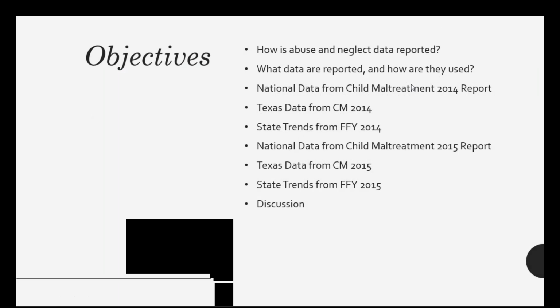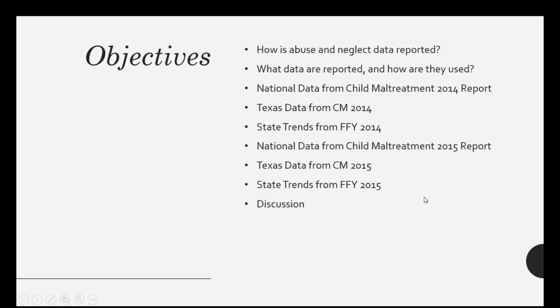So what we're going to look at today is how are abuse and neglect data reported. What data is reported and how do they use it? We'll look at the national data from the Child Maltreatment 2014 report, which is last year's, yes, 14. We'll discuss that in a minute. We'll look at the Texas data from CM 2014 and the state trends from that year. We're also going to look at this next year's report, so looking at the national data, the Texas data, and the state trends, and then we'll have a little discussion about that.